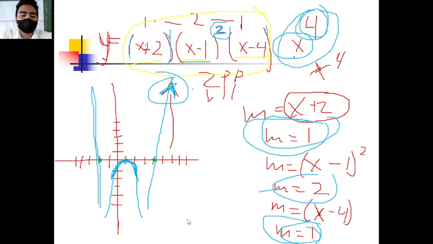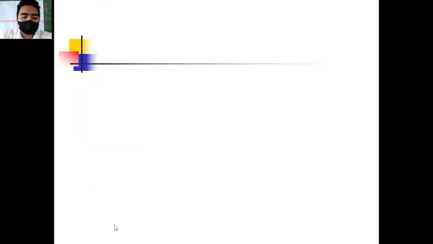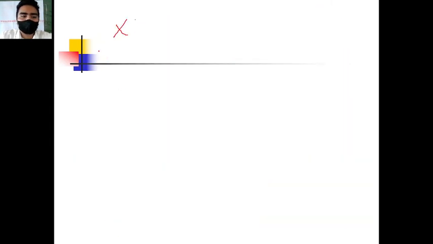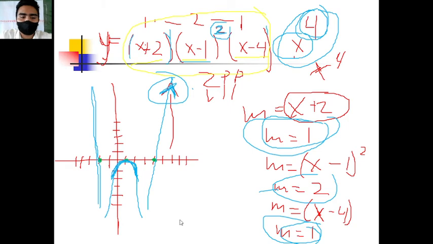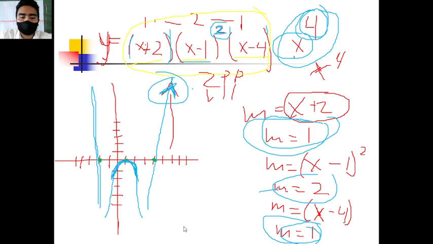So here's the thing. I'll be erasing this one. Okay. All right. So we have the function x plus 2. We're not going to erase this one. And x minus 1 squared multiplied by x minus 4.